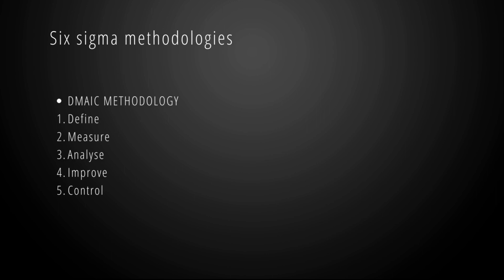So we are going to be looking at the two methodologies under Six Sigma. The first methodology that we are going to be looking at is the DMAKE methodology. The DMAKE methodology is focused on creating improvements in processes that are already in place. It focuses on existing products, services, and processes. So it has five key factors, starting with define. With define, we define the problem that needs to be solved or the objective that needs to be met.